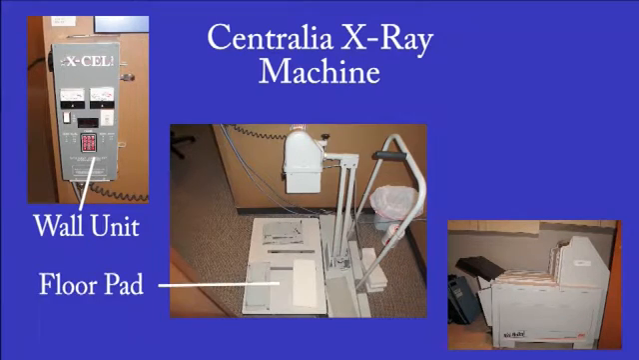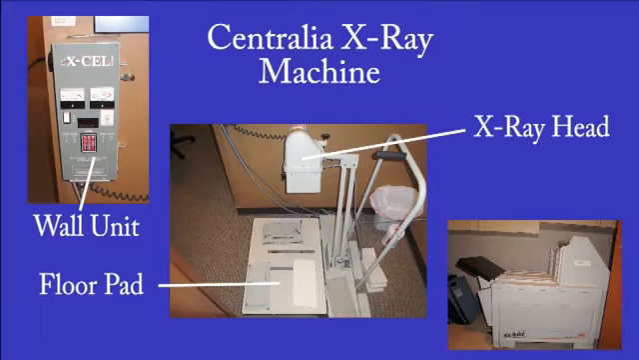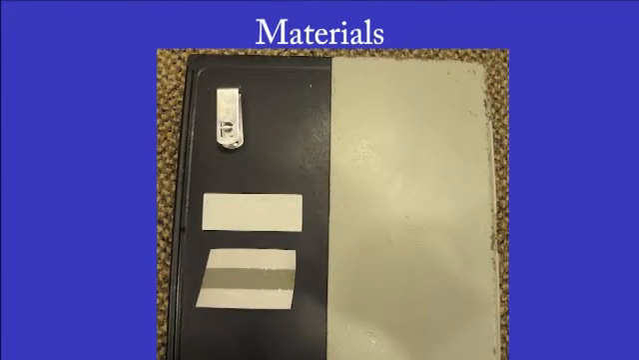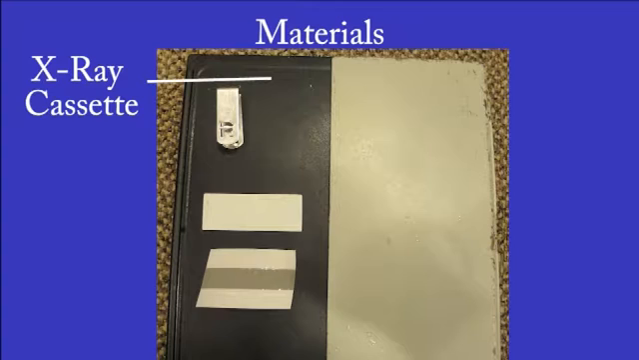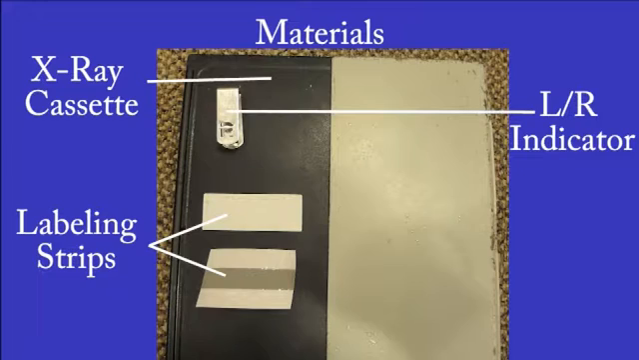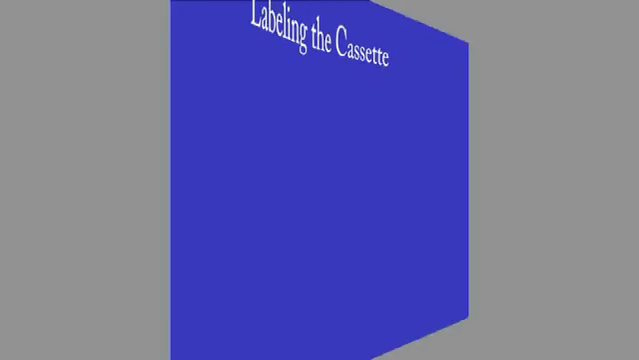The floor pad, which is attached to the floor and has with it the actual X-ray head that will send the radiation wave, and the developer, which is housed in a small darkroom next to the floor pad. The materials you will need are the X-ray cassette, which has been preloaded with film, your labeling strips, and your left-right indicator to indicate which foot or ankle you're taking a picture of.